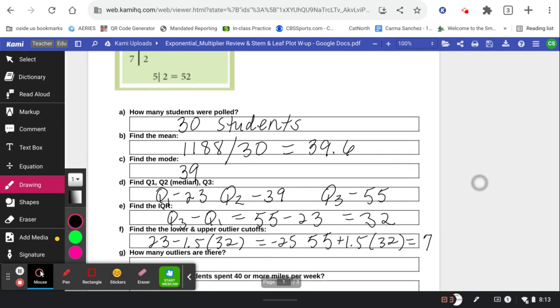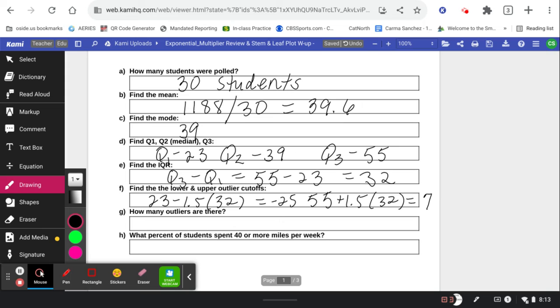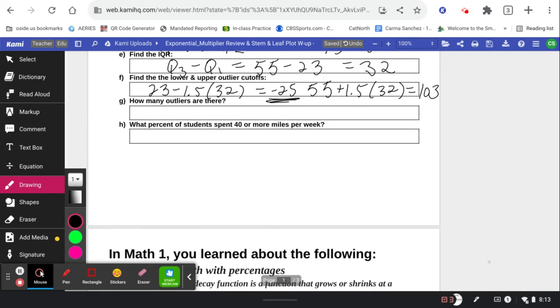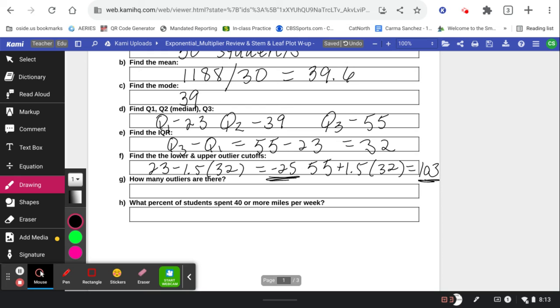And so if we look back at the data, do I have any data below? Oops, I forgot to add that one. 103, sorry, on this one, not subtracted. Okay, do we have any data below the cutoff of negative 25? No, there's no negative numbers. And do we have any data above that? So how many outliers are there? None. No upper and no lower.